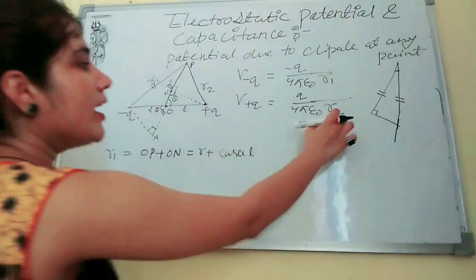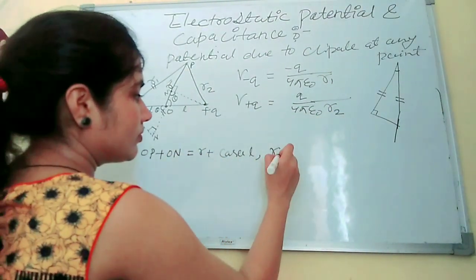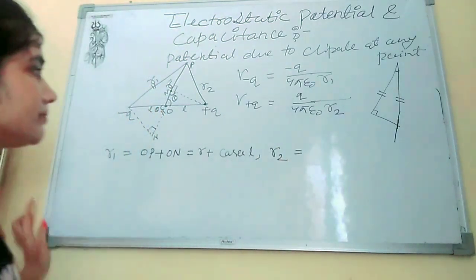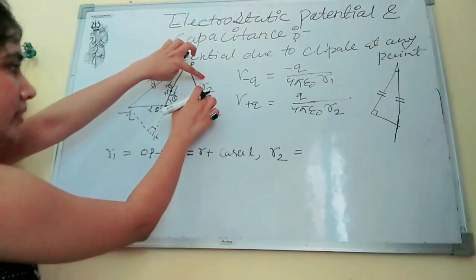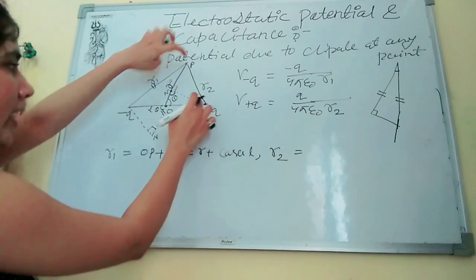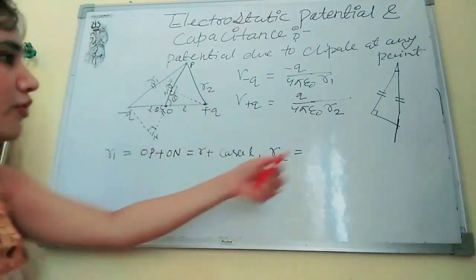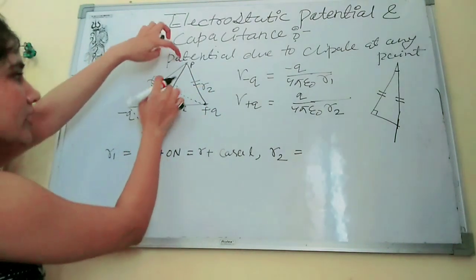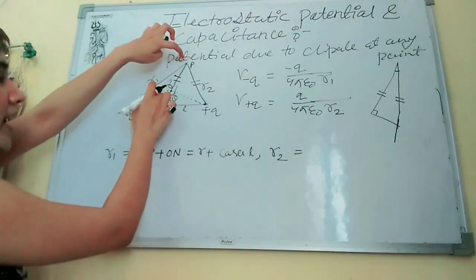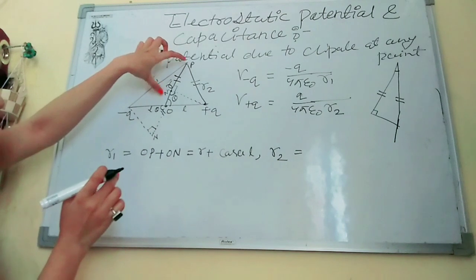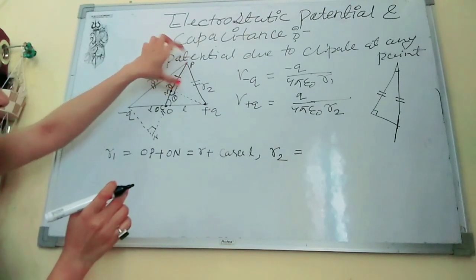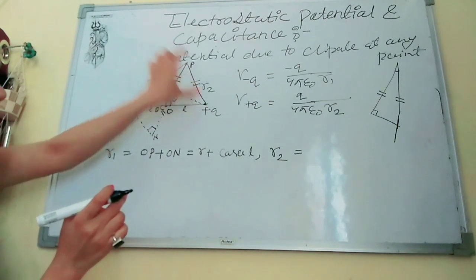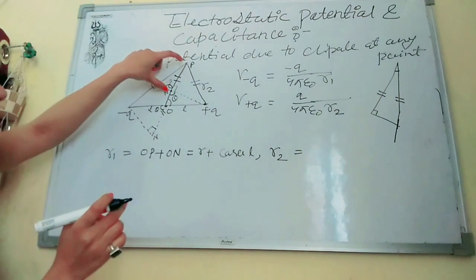Now we will find r2. Again, if this line is r2 and we have taken a perpendicular, r2 will be equal to this P N dash. This P N dash and this line will be equal. So r2 will be equal to P N dash.